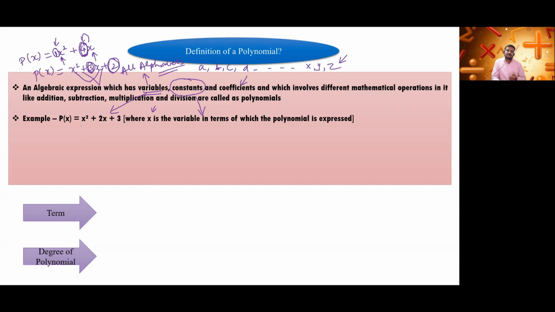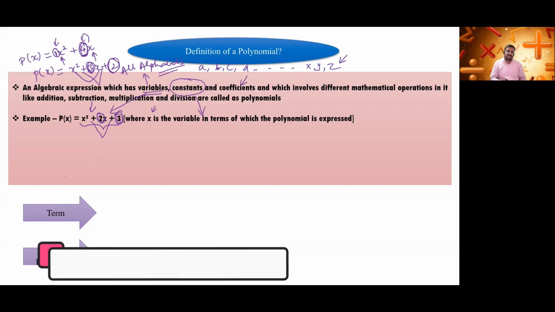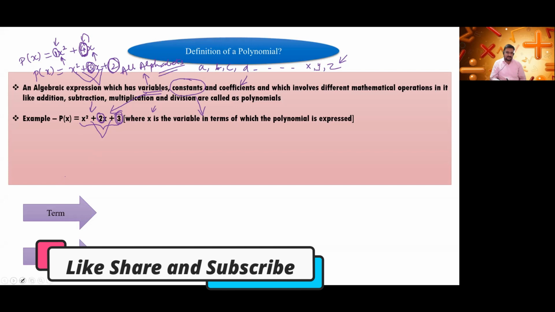So see here now, suppose this is an example, x square plus 2x plus 3. तो यहाँ पे आपको क्या क्या दिख रहा है? यहाँ पे वेरिएबल भी है, यहाँ पे कांस्टेंट भी है, यहाँ पे कोएफिशिएंट भी है, और डिफरेंट मैथमेटिकल ऑपरेशन. यहाँ पे एक ही ऑपरेटर है, सपोज एडिशन है. ओके, किसी और एग्जांपल में सब्सट्रैक्शन भी हो सकता है, मल्टीप्लिकेशन भी हो सकता है, डिवीजन भी हो सकता है. ओके, इज इट क्लियर टू यू? ओके फाइन, म्यूट योरसेल्फ.